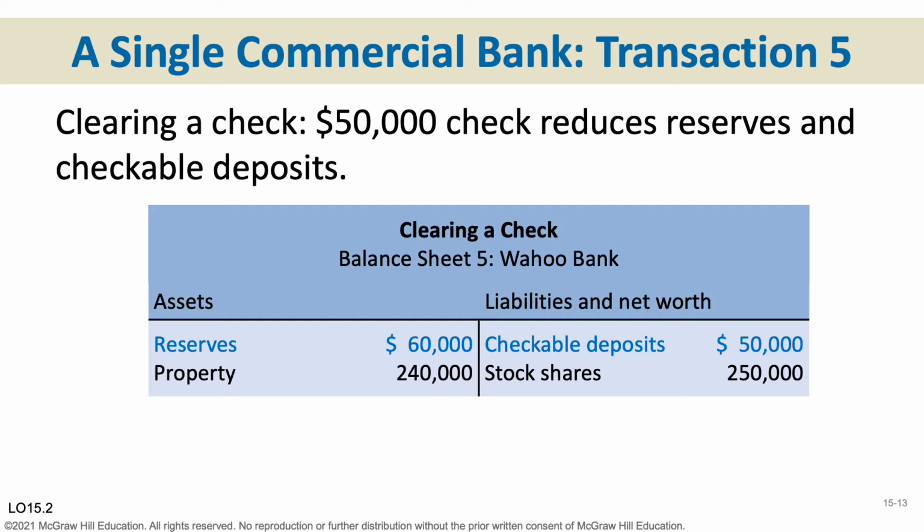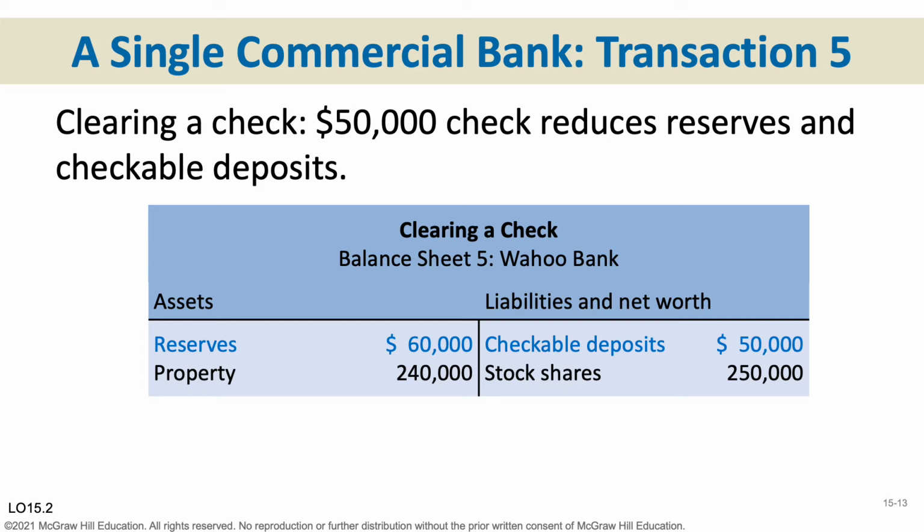Okay, so somebody who was a depositor in our account, remember we had 100,000 in checkable deposits, somebody's written a check. It happened to be Clem. Clem wanted to buy a tractor. The tractor that Clem wanted to buy was a $50,000 tractor. And so Clem had $50,000 in his checking account here at Wahoo. So Clem writes a check for $50,000. When he does, that $50,000 is going to get subtracted from his checkable deposits, and it's going to get subtracted from the bank's reserve account.